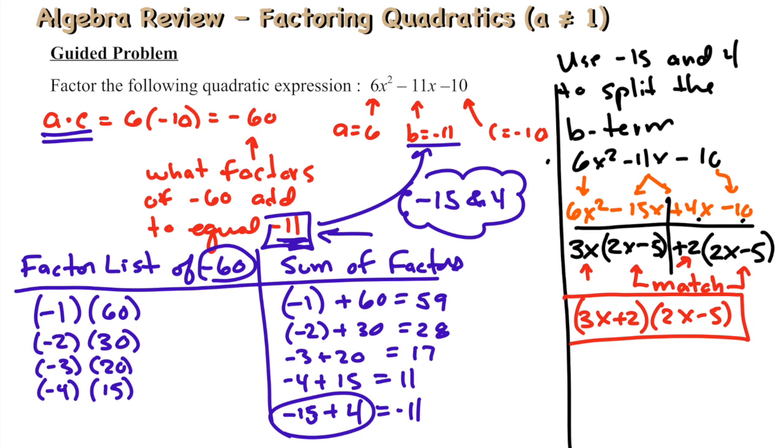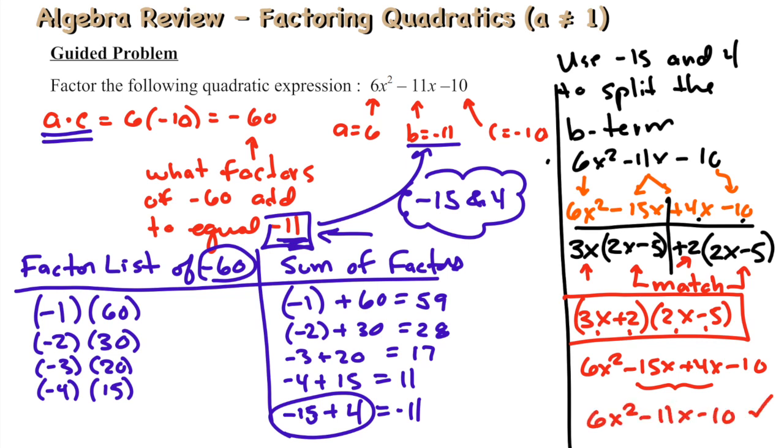Now, if you wanted to check your answer, you would multiply these together, and you'd say, well, 3x times 2x is 6x squared, 3x times minus 5 is minus 15x, and then you would take the 2 times 2x, which is plus 4x, and you would take the 2 times the minus 5, which is minus 10, and then you would say, well, combine the like terms in the middle, right?